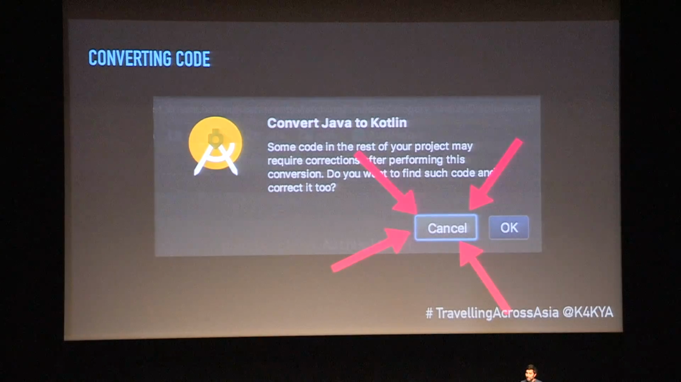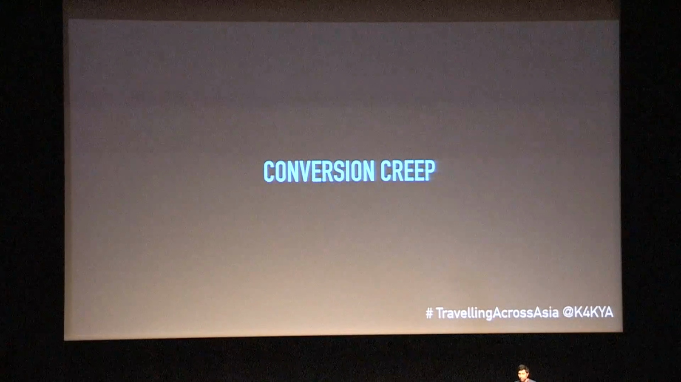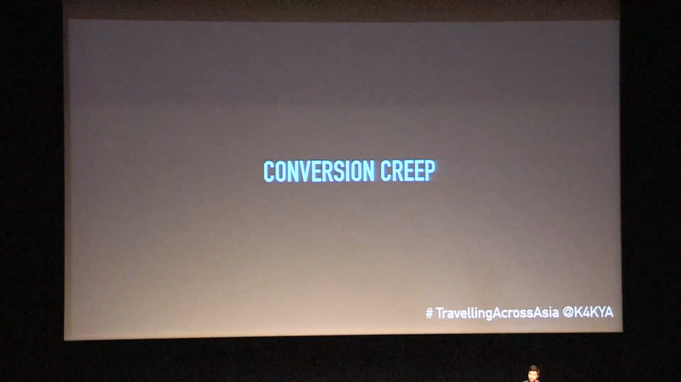So yeah, hit cancel, and then you can go and check all those other files and see, okay, do I want to convert this file? Do I need to convert this file? Are there other files that I need to convert first before I can come back to this file? It's important. You want to keep your conversions as small as possible. And that way, it's going to make things a lot easier. Otherwise, you're going to end up with what we call conversion creep, which is a bit like scope creep, except it doesn't come from your product manager.